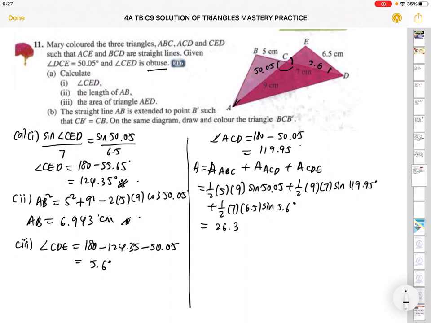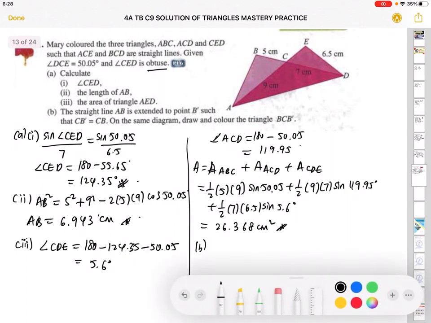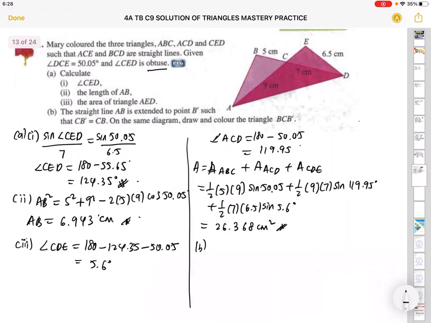Okay. Lastly, part B. Straight line AB is extended to point F. Okay, maybe I erase this. Too many lines, too much information on the diagram. So AB is extended such that point B prime, such that CB prime equals CB. On the same diagram, draw and color BCD. So if you draw this over here, right, it doesn't look right. It doesn't look very nice.